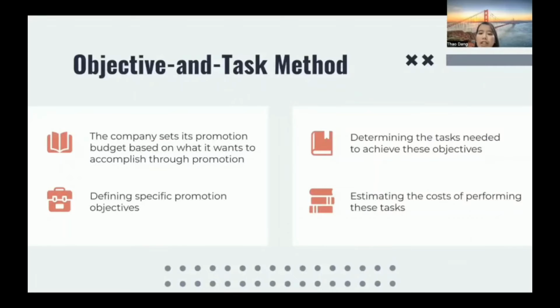The most logical budget setting method is the objective and task method, whereby the company sets its promotion budget based on what it wants to accomplish with promotions. This budgeting method entails defining specific promotion objectives, determining the tasks needed to achieve these objectives, and estimating the cost of performing these tasks. The sum of these costs is the proposed promotion budget.